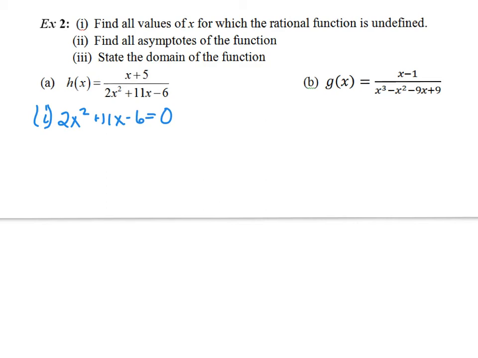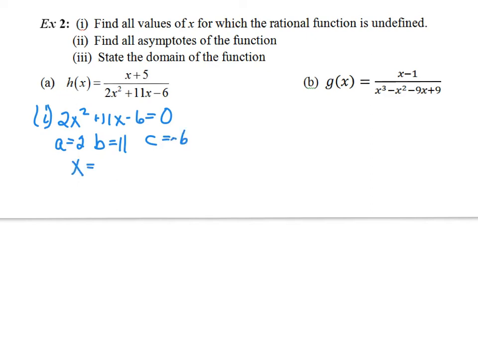I can factor it and hope that it's factorable. I can, of course, use the method of completing the square, or now, from our last unit, I know that I can solve by using the quadratic formula. So I might practice that again and say, let's make my a equal to 2, b equal to 11, and c equal to -6.